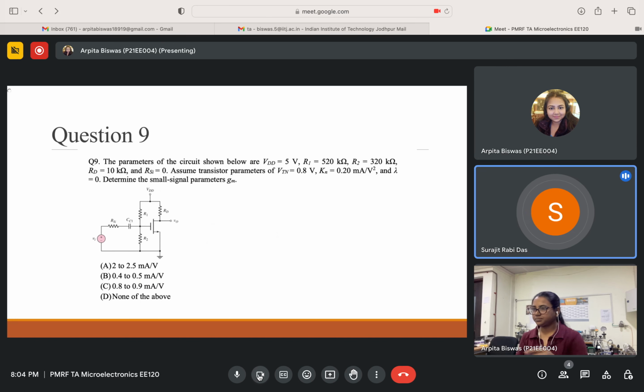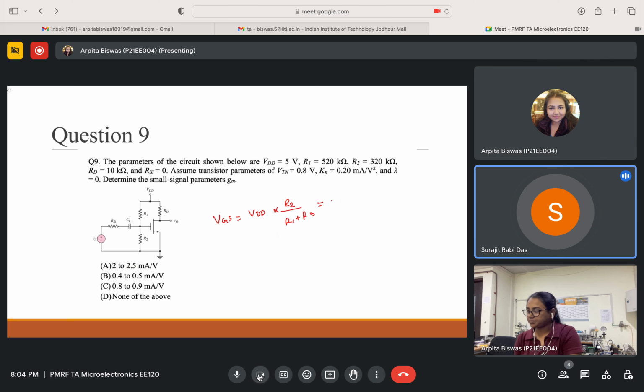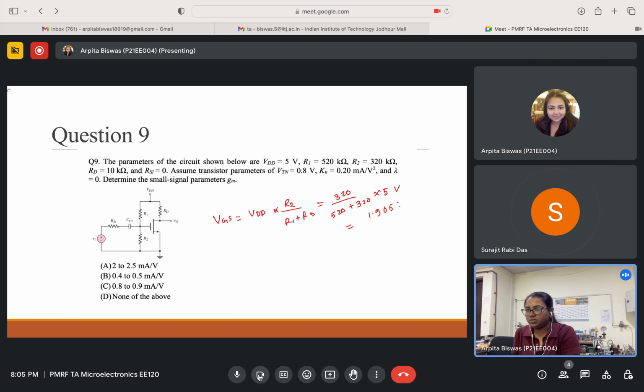First I find the VGS for finding the gm. I found VGS by the division of R1 and R2 in series. So by division I got VGS as R2 by R1 plus R2. Yes, the voltage divider rule, R2 by R1 plus R2. Then what is the value of VGS? 320 by 520 plus 320, into 5 volt, 1.905 volt. Then tell me what is the value of ID?